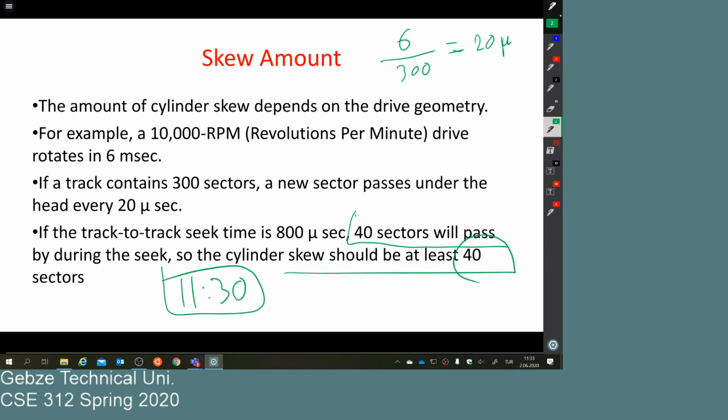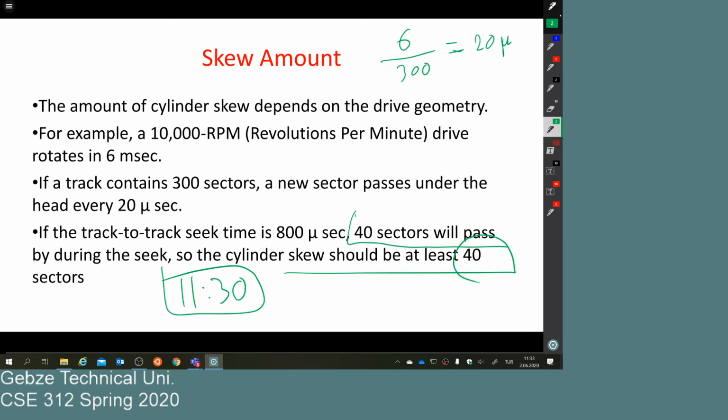Okay, people, let's continue. So we talked about the skew. Again, the skew is going to be calculated depending on the RPM value and depending on the track-to-track seek times. These are the two variables.